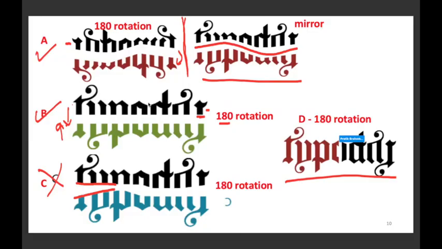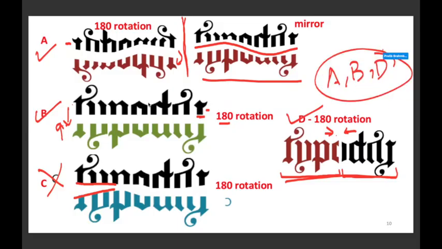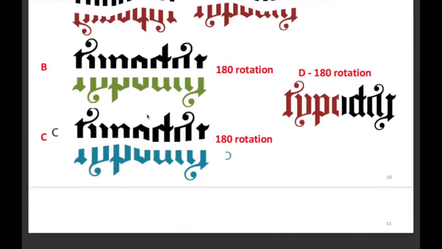With option D, half the word is given. We are just given this much. So what we do is rotate it 180 degrees, and then when you attach the two parts together, that's where you find the complete word. So D is also correct. So A, B and D, all three are correct here. Okay, we'll move to the next one.